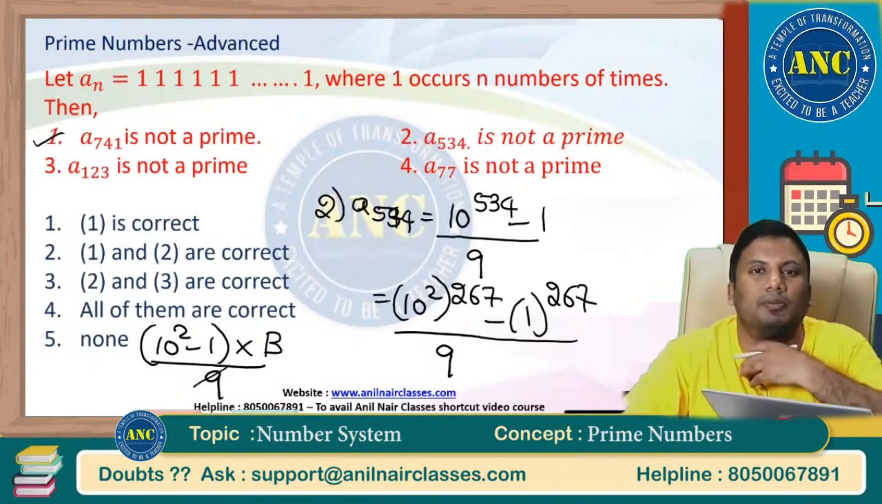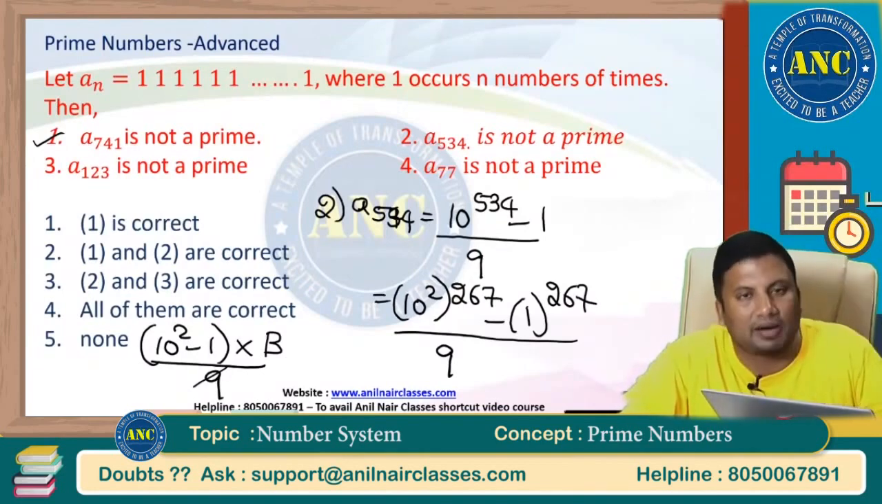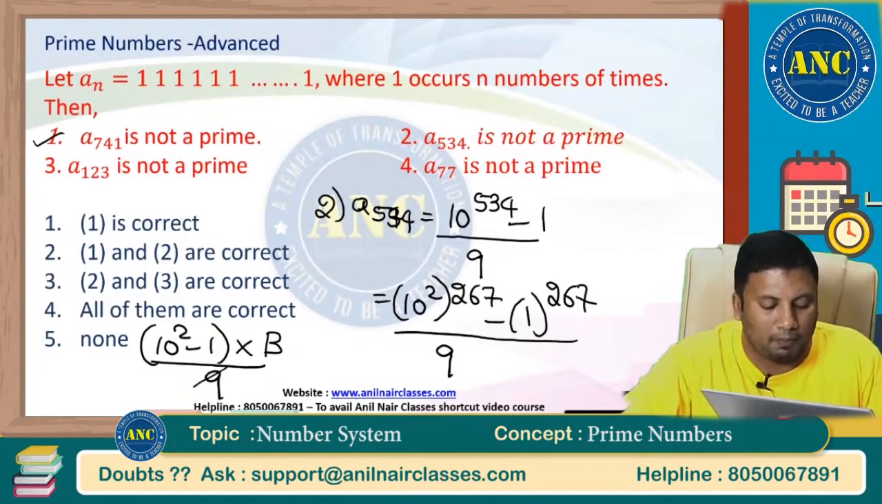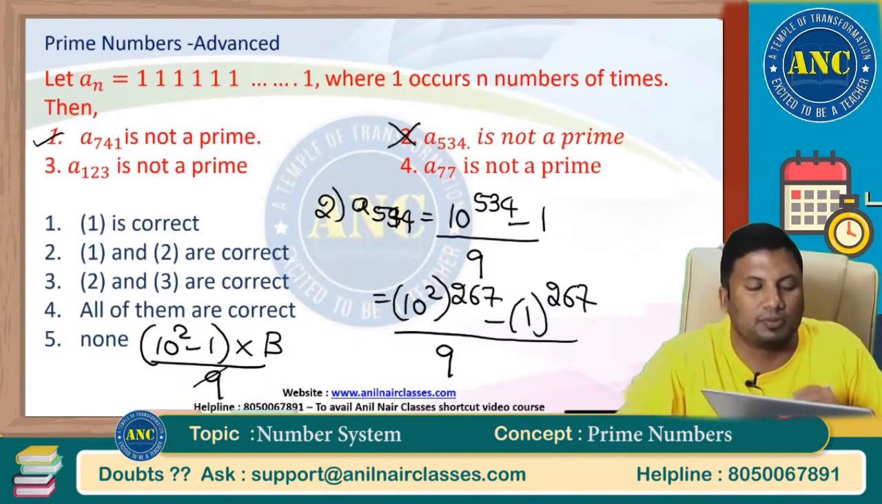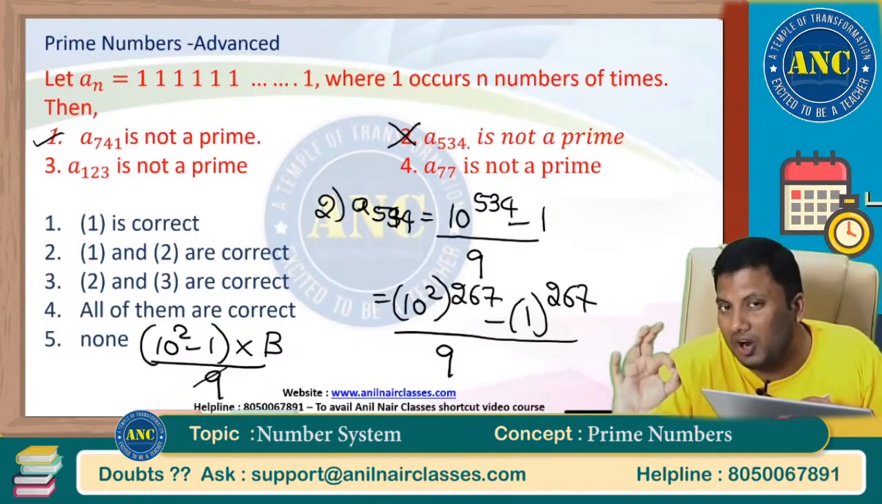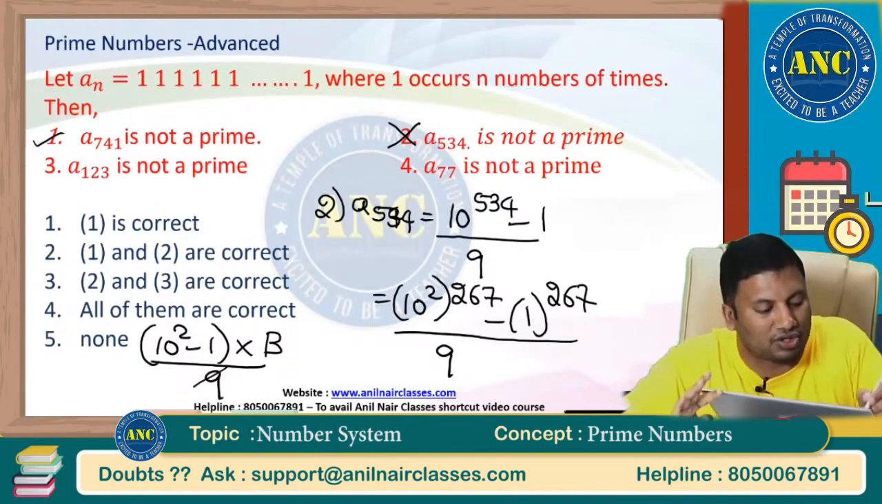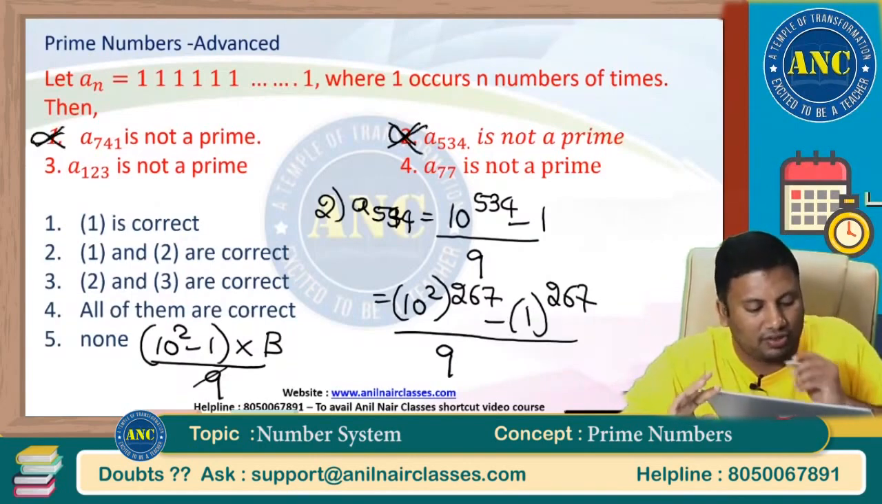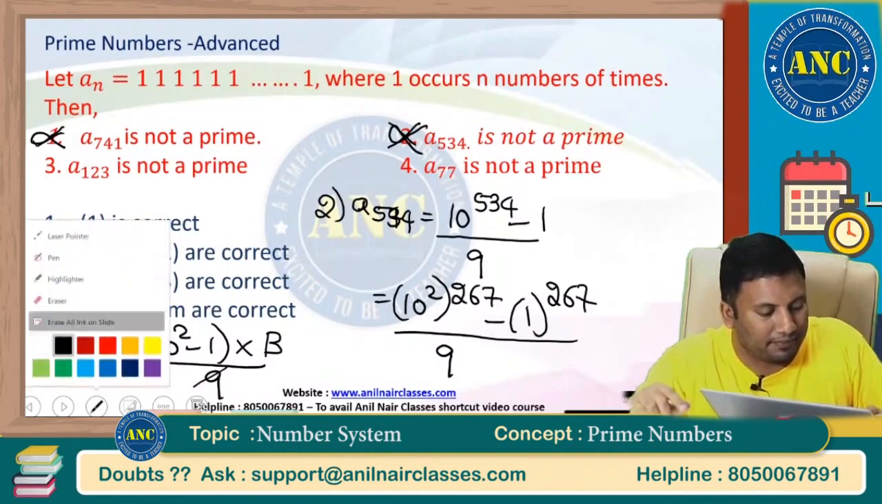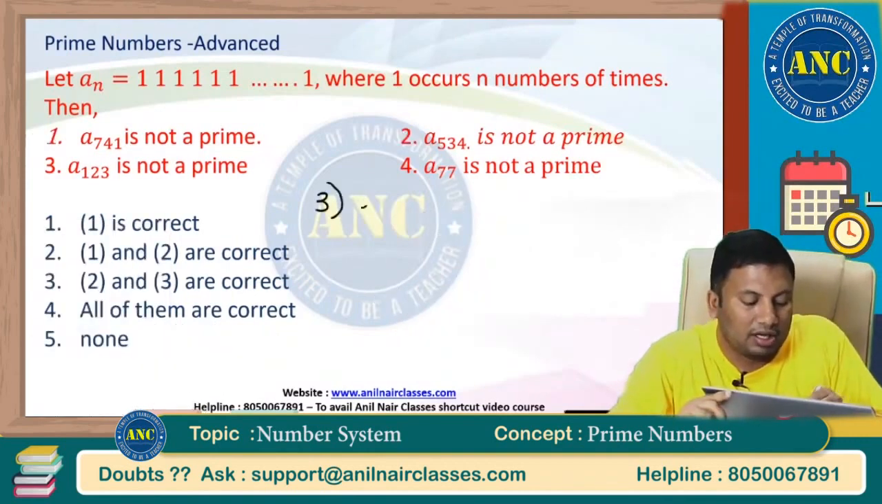If it is divisible by 11, then other than 11 itself, every other multiple of 11 is a composite number. These are not possible. Purely advanced level, conceptual level questions. Next one, the third one, A123.